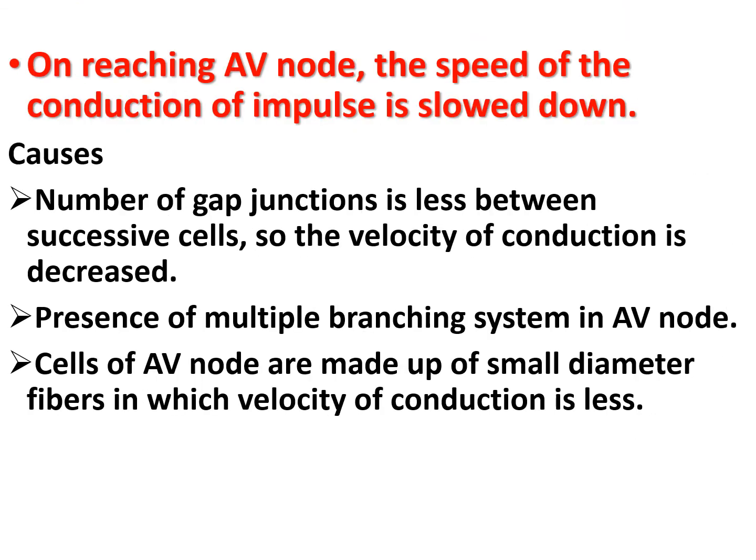On reaching the atrioventricular node, the speed of conduction of the impulse is slowed down. Why? There are certain causes for this. First of all, the number of gap junctions between successive cells is very small, so the velocity of conduction is decreased. Then, there is a multiple branching system present in the AV node. And the cells of the atrioventricular node are made up of small diameter fibers, in which the velocity of conduction is less.